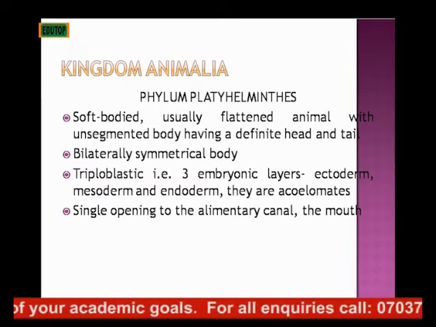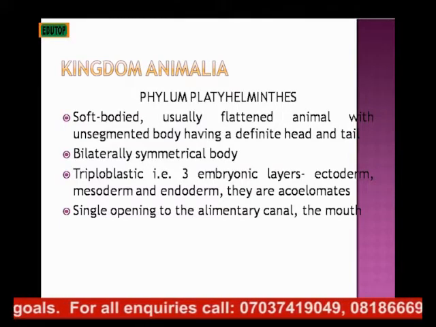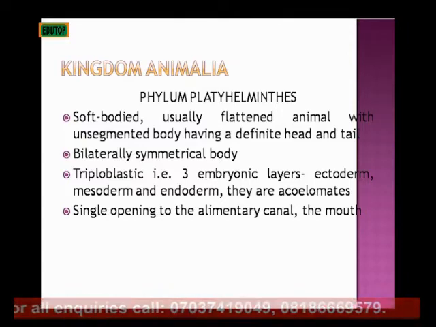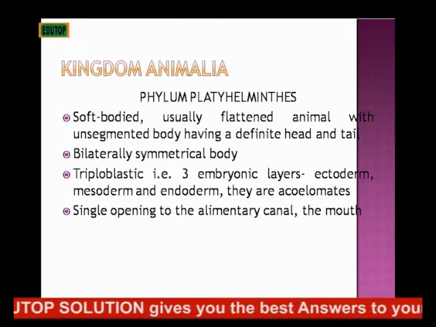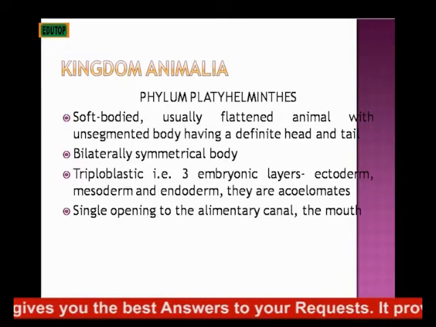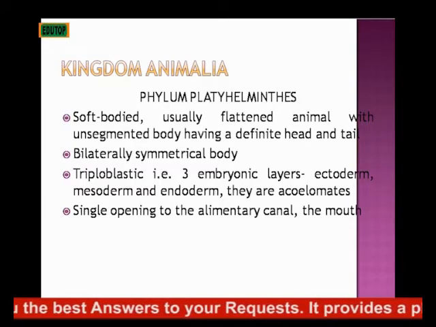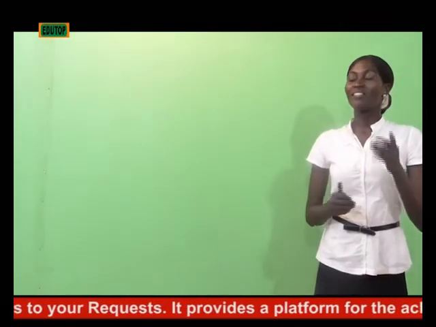You can divide them into two. Then they are triploblastic, unlike the cnidarians that are diploblastic. They have three embryonic layers: the ectoderm, the mesoderm, and the endoderm, unlike the other ones that just have the ectoderm and the endoderm. So these ones, in addition, have the mesoderm. Then they are also acoelomates.